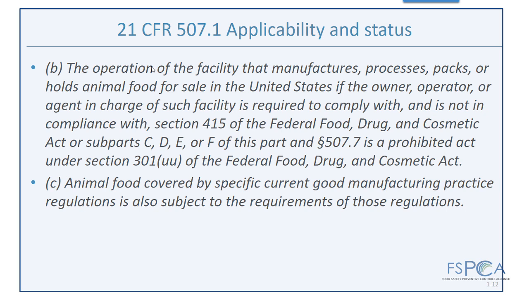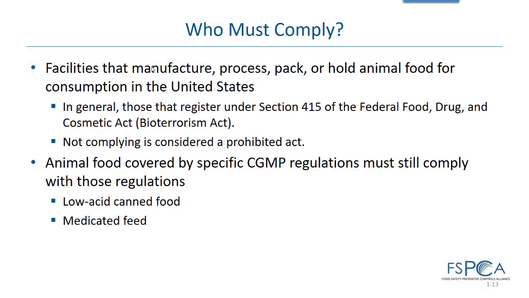Also, if you're currently subject to other good manufacturing practices, like, for example, the medicated feed CGMPs, you are still subject to those requirements, even if you are also subject to Part 507. So to summarize that, facilities that manufacture, process, pack, or hold animal food for consumption in the U.S. is essentially who has to do this. If you're making animal food, you have to comply with Part 507.